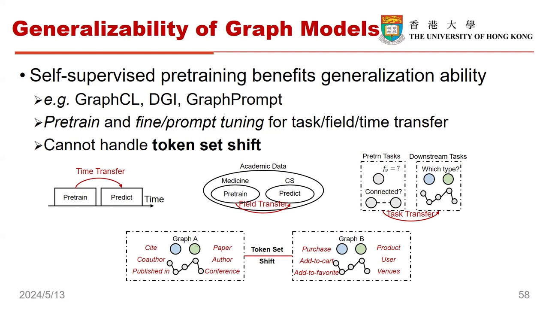Well, when transferring graph models from A to B, it encounters new nodes like products, users, and values, and link types including purchases, add to cart, and add to favorite. So naturally, it is very difficult to transfer the learned parameters for paper nodes to product nodes.